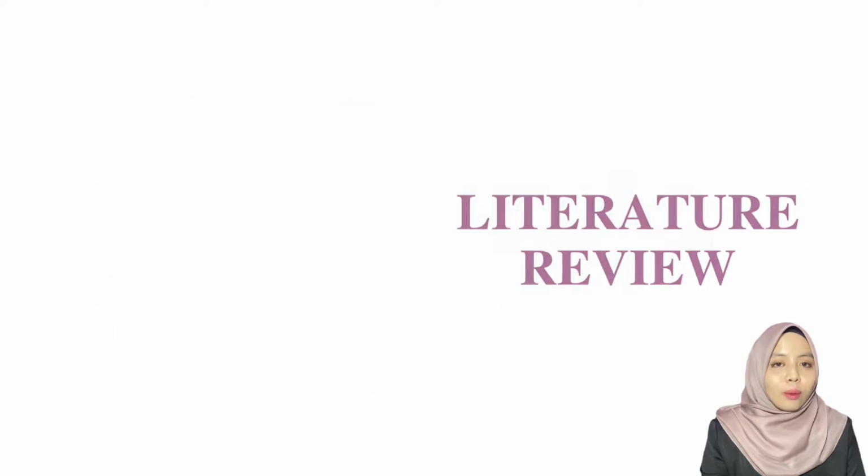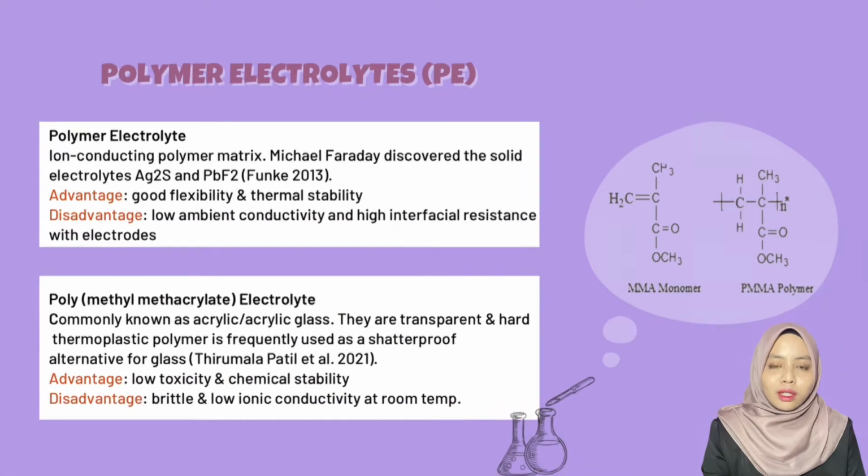First of all, we're going back to the basics. What is a polymer electrolyte? Polymer electrolyte is an ion-conducting polymer matrix. Michael Faraday discovered the solid electrolytes and created words like cation, anion, electron and electrolyte. Apart from that, the figure shows the chemical structure of methyl methacrylate and polymethyl methacrylate polymer.